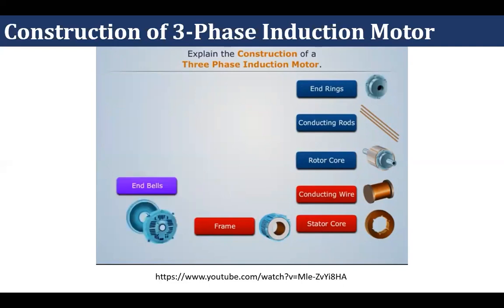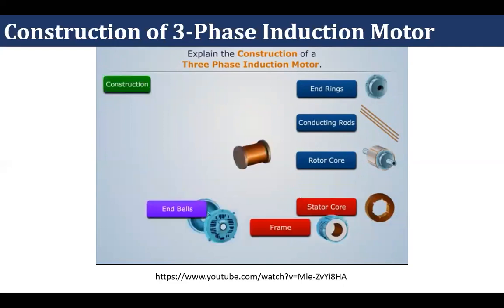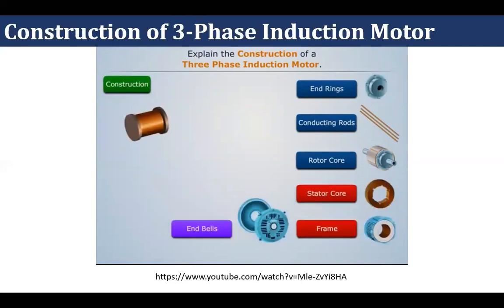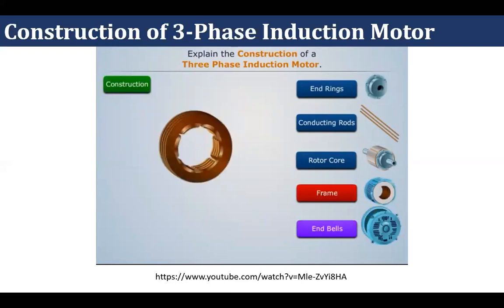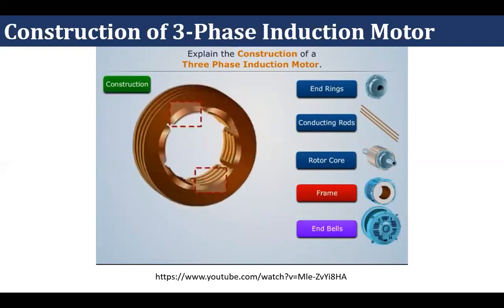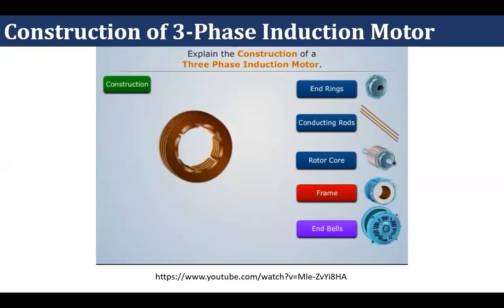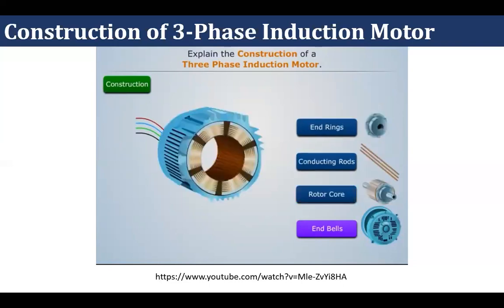Now let's construct a three-phase induction motor using these elements. First, wound all the conducting wires on the stator core, all around it, to form three different parts of the coil that behave as three-phase winding. Then attach four outlet wires to these three parts of the coil to connect them to a three-phase supply. Then place this stator core inside the frame to form a stator of the induction motor.